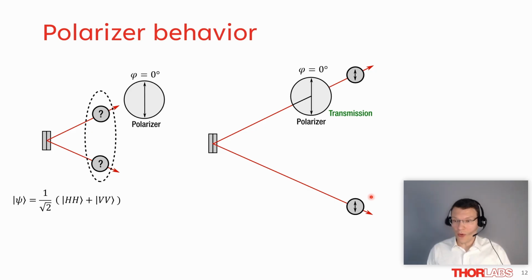And importantly, this doesn't actually have to be measured. So I don't specifically have to measure it at that point, but every experiment that I will do with this photon will behave like a photon with a vertical polarization.